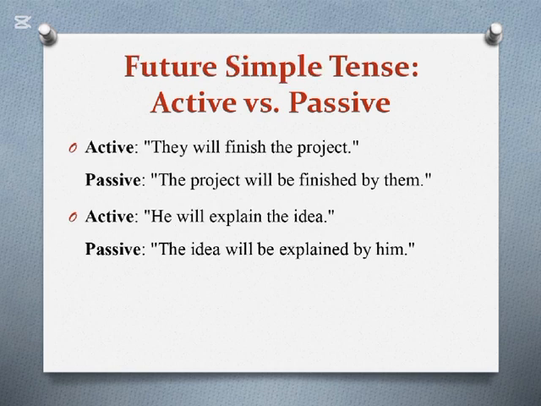Future simple tense, active versus passive. Active: They will finish the project. Passive: The project will be finished by them. Active: He will explain the idea. Passive: The idea will be explained by him.